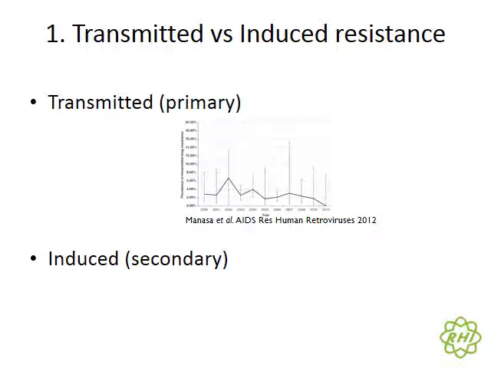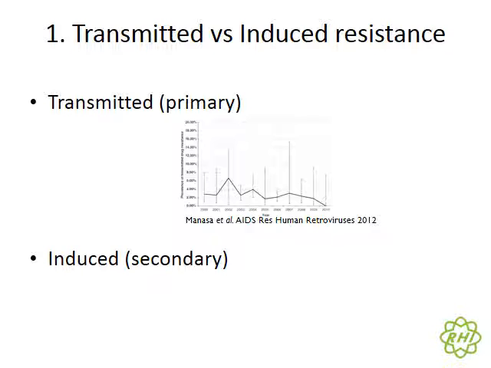Primary resistance is when we've actually been infected with a resistant virus from somebody else. Induced secondary resistance is, of course, when we ourselves have not taken our treatment well, and the virus becomes resistant, as described in those first slides in this presentation. What we're not entirely sure about in South Africa at the moment, and we don't yet have good enough data, is what is the rate of transmitted resistance in South Africa. The number often quoted is about 5%, but that is certainly out of date.